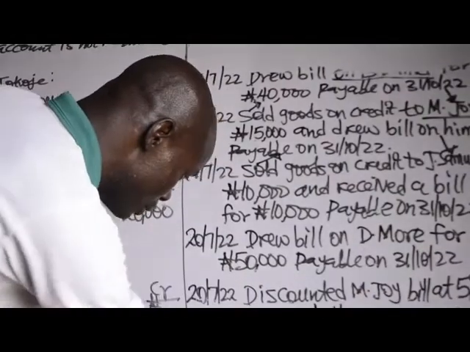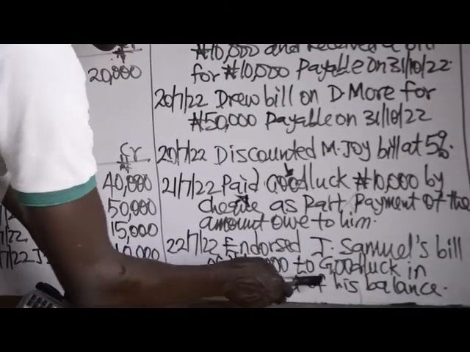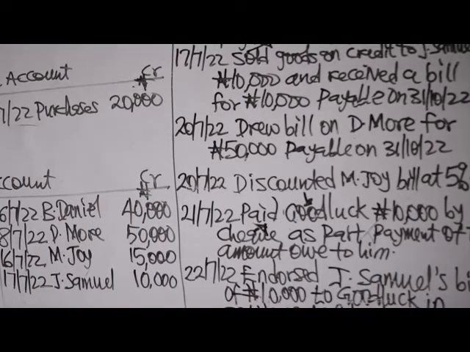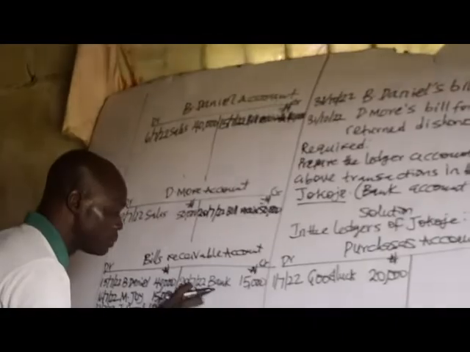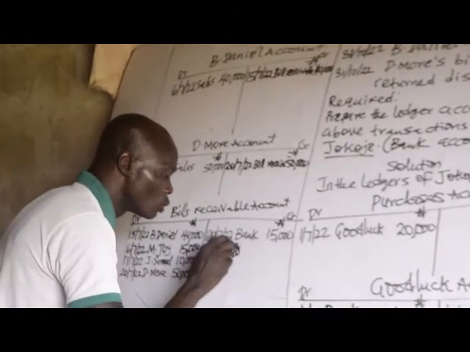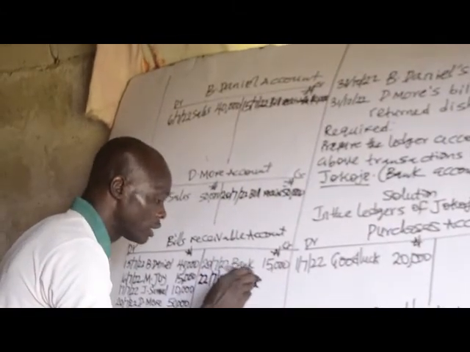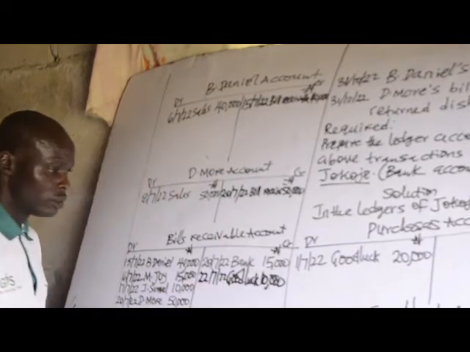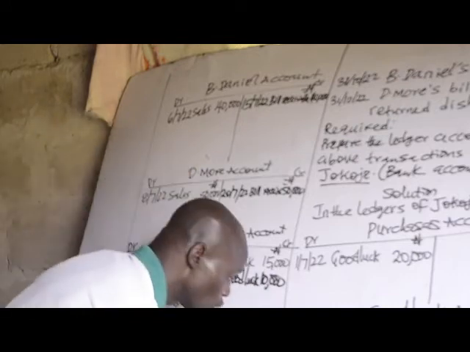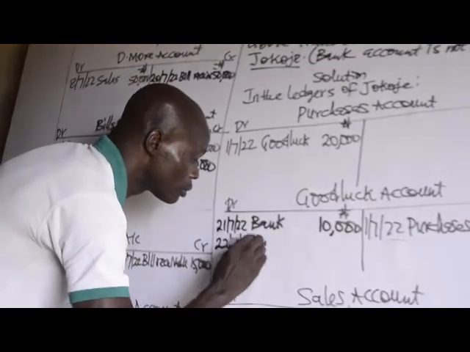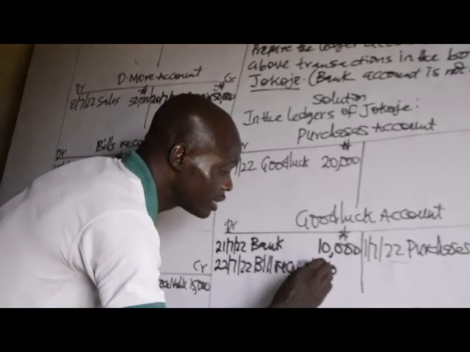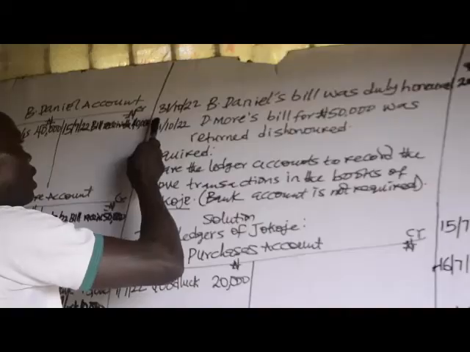Endorse J. Samuel B. of 10,000 to Good Luck. Good Luck becomes the receiver. We debit the Good Luck account and we credit business receivable. The amount involved is 10,000. On the 22nd of July 2022, we have this receivable of 10,000 naira.